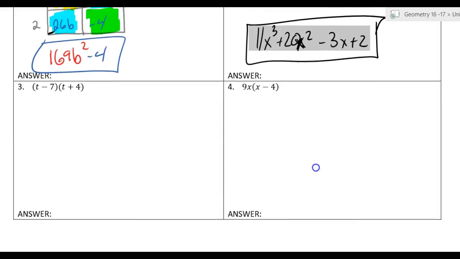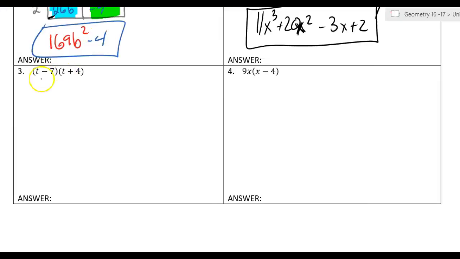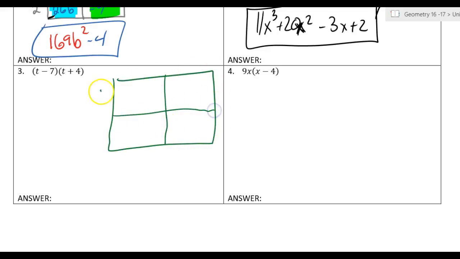And number 3 is going to look eerily similar to number 1, because the operation between these two binomials is multiplication. So again, because it is multiplication, we like to use the box method. I have a t and a negative 7. Don't forget the negatives. t and a negative 4. So now I'm going to multiply t times t, which is t squared, t times negative 4, negative 4t, t times negative 7, negative 7t, and I'm just noticing that this is a positive 4, so I should say positive. Positive 4 times negative 7 is negative 28.